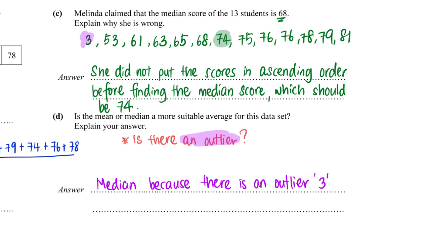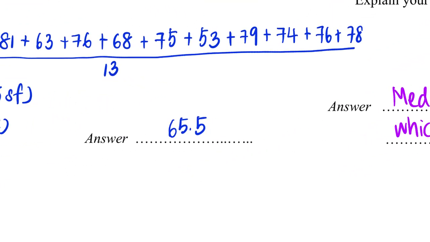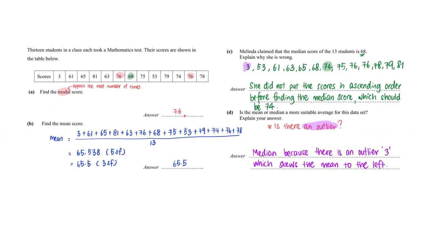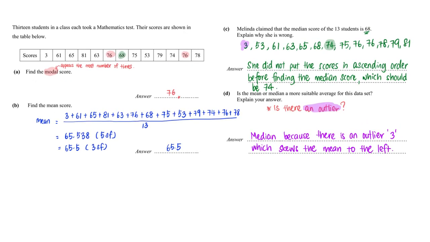Because there is an outlier, 3, which will skew the mean to the left. Meaning the number will not be 70 plus, but instead, in this case, 65, 60 plus, or even lesser. To the left of the numbers. Alright? With that, we have come to the end of this particular problem.